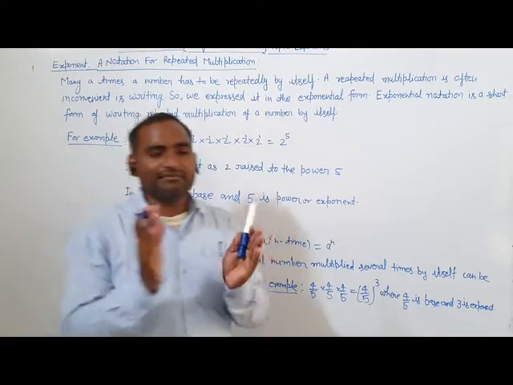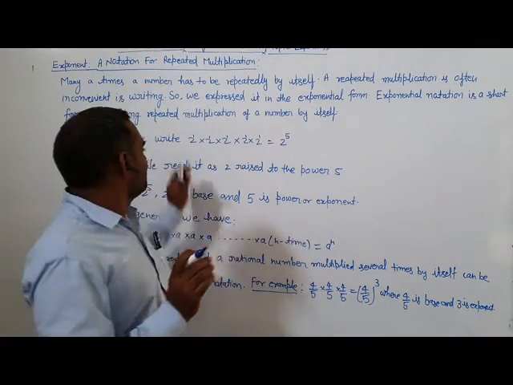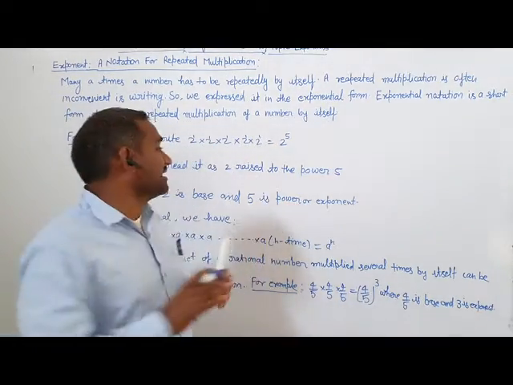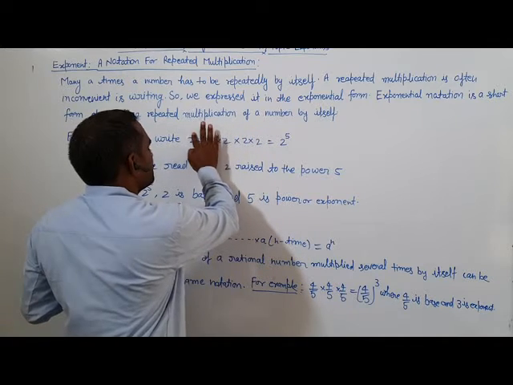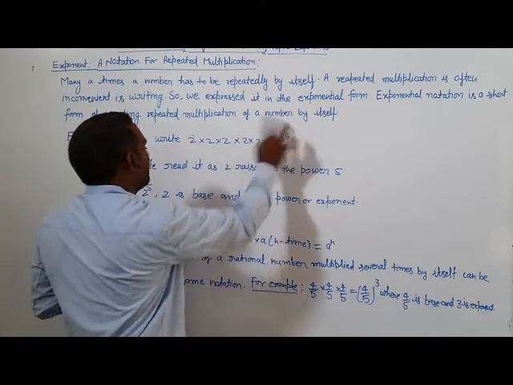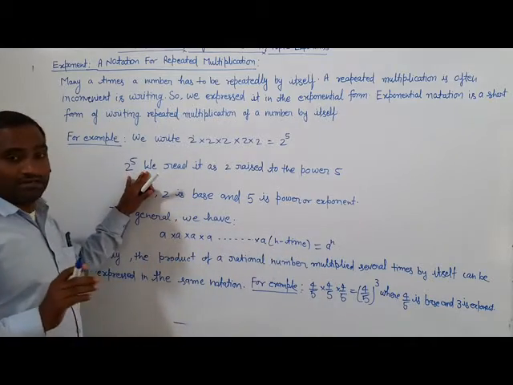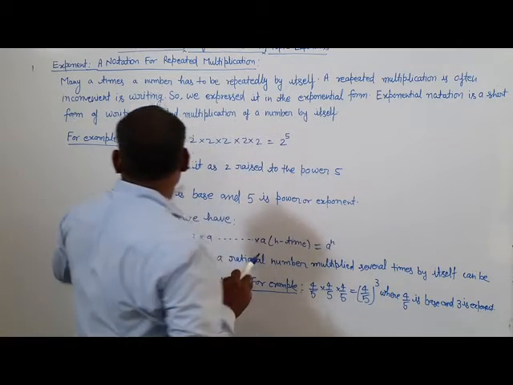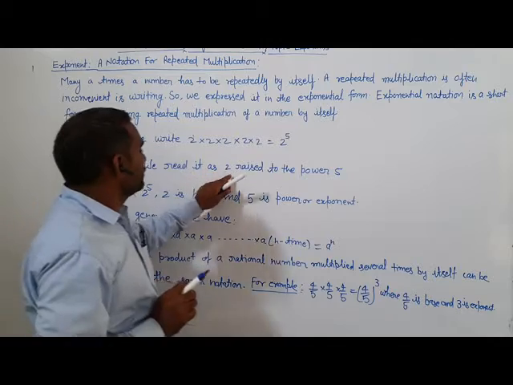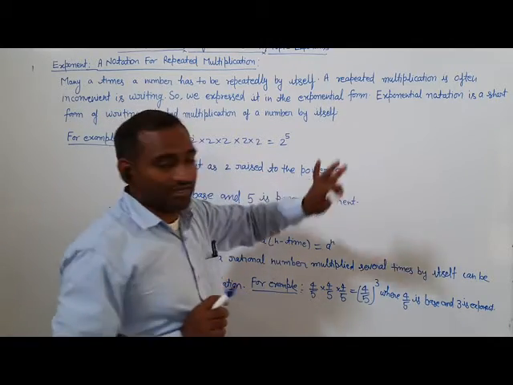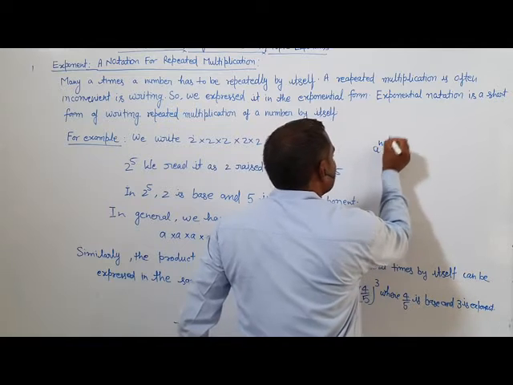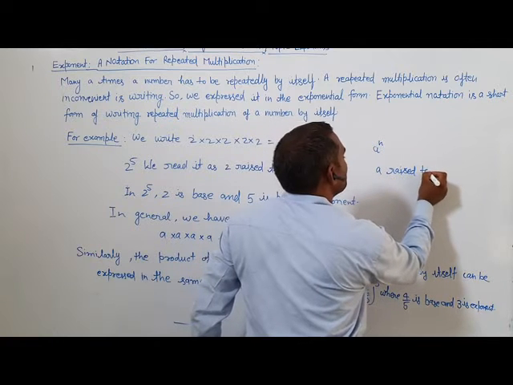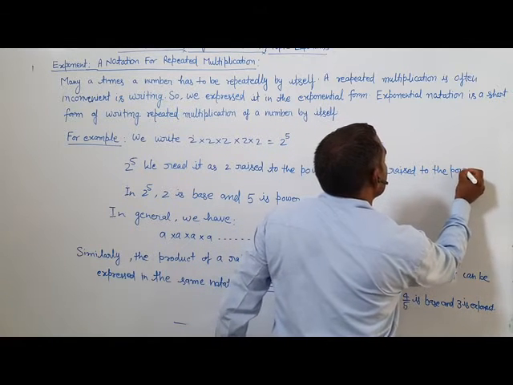When we multiply any number by itself, this is called power and this is called base. So we can write 2 five times as 2 raised to power 5. We read it as 2 raised to the power 5. Suppose a, we read it a raised to the power n.